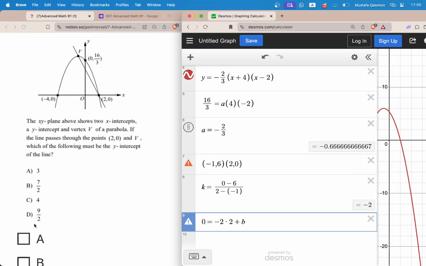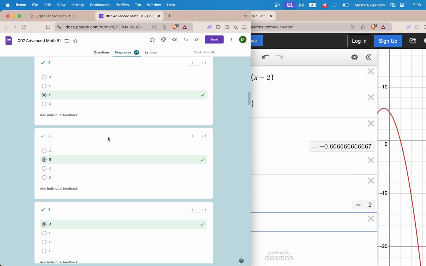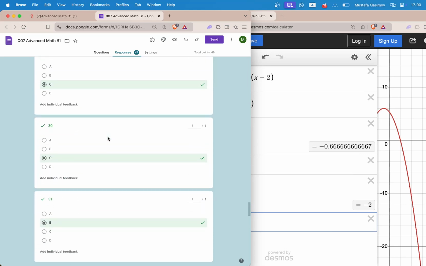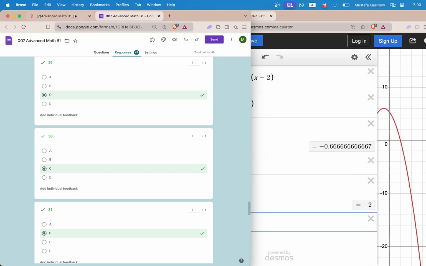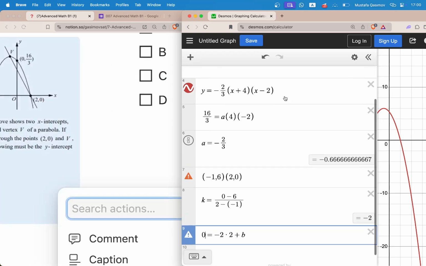I remember the answer is D, but maybe it is. Let's check it from here. So the answer is C. Okay, it's 4. Did you understand?